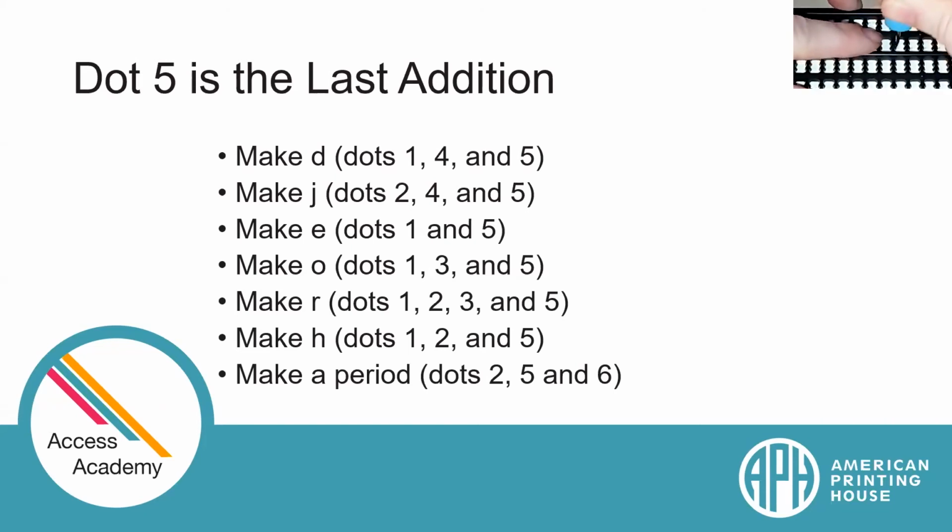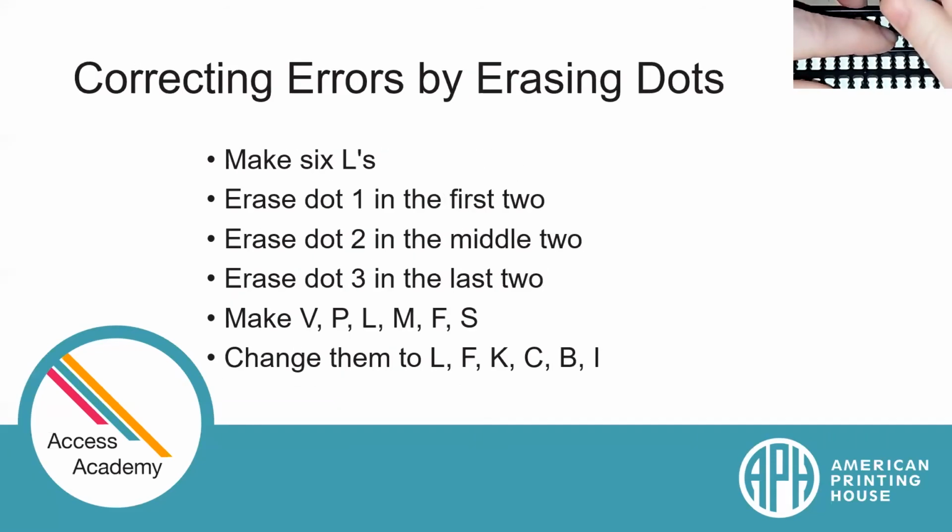Again, dot 5 can be tricky, but we actually use dot 5 an awful lot. And we've added really the rest of our alphabet here. So D's, J's, E's, O's, R's, H's, and your period. Look at all the different things your student can now make. And you, these take practice. You're not going to be able to do it quickly and efficiently just from this webinar.